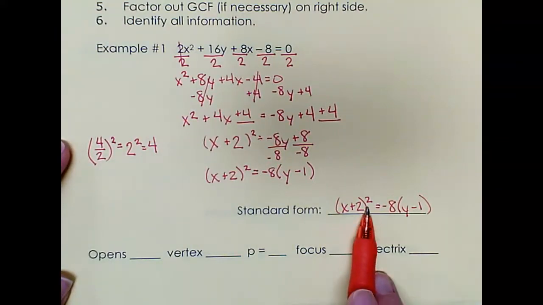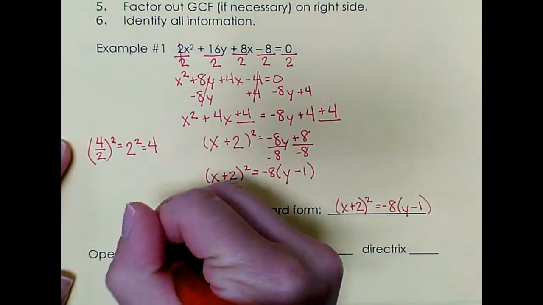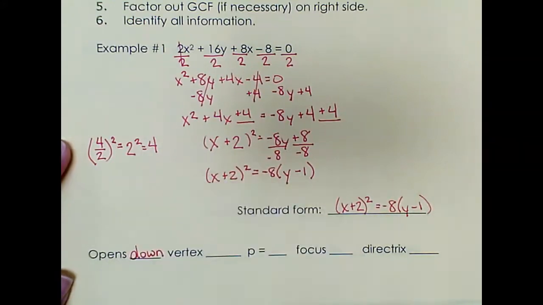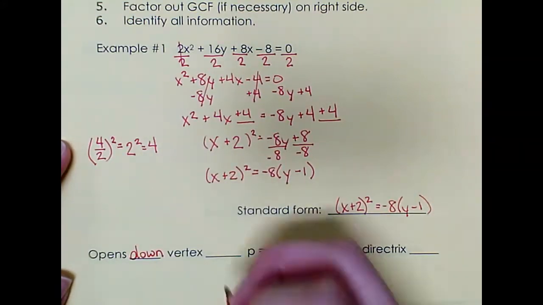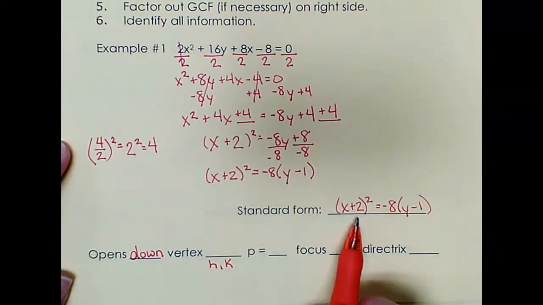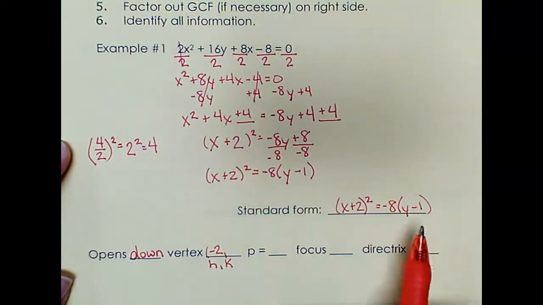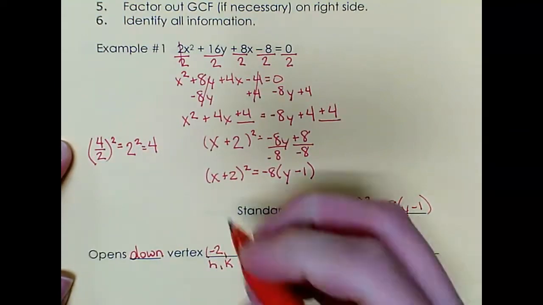Now, the x is squared, so this is a vertical parabola. This 4p value is negative though, so does it open up or down? Opens down. The vertex is h comma k. H is right here, but I changed the sign, so -2. K is right here, but I changed the sign, so it's +1.